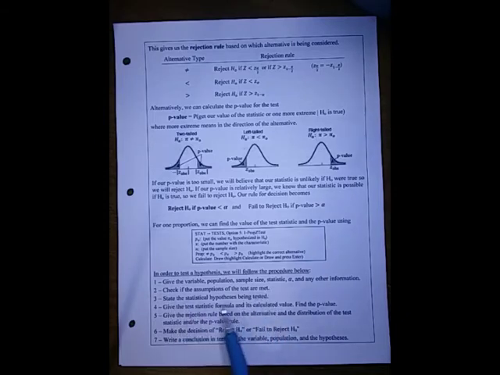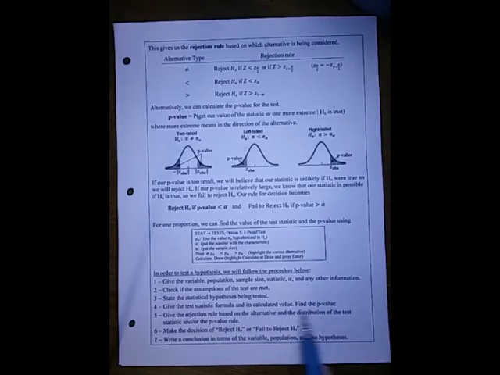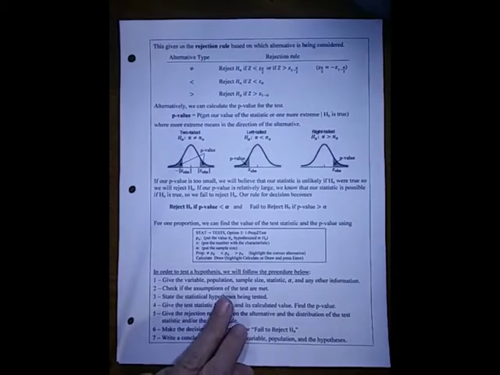You're going to state the statistical hypothesis being tested, meaning H0 and HA, give the test statistic formula and its calculated value, and then find the p-value. So you're going to give the formula, the value, and the p-value. Then I want you to give, at least for now, the rejection rule based on the alternative and also on the p-value rule, and then make your decision of reject or fail to reject, and finally write your conclusion in terms of the variable, the population, and the hypotheses in question.